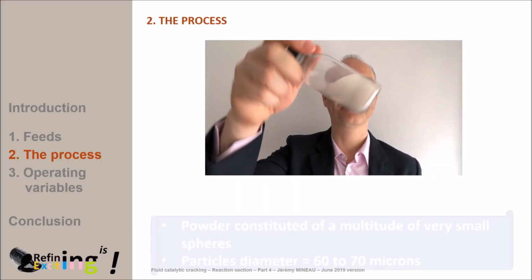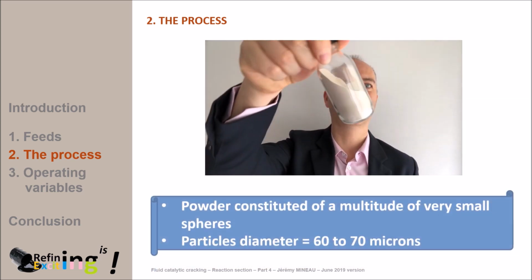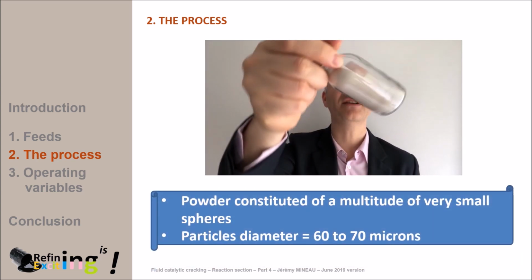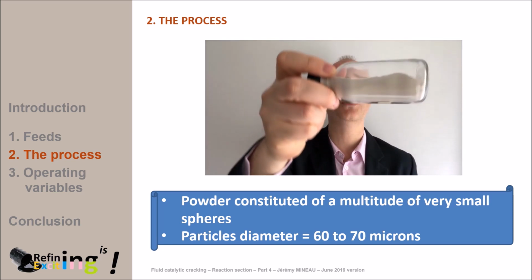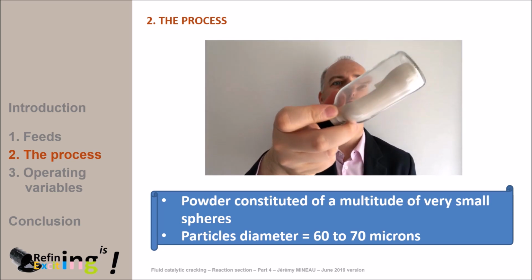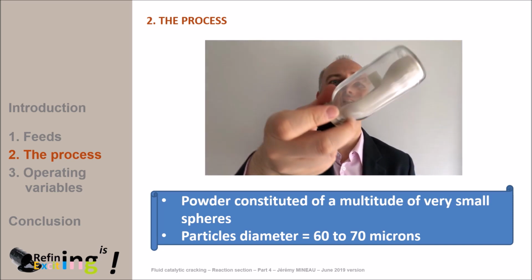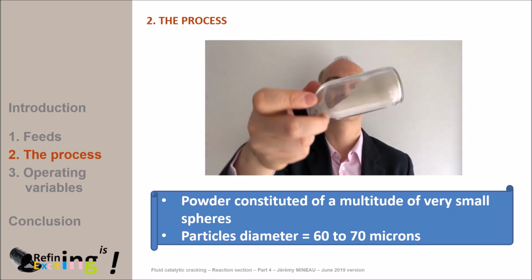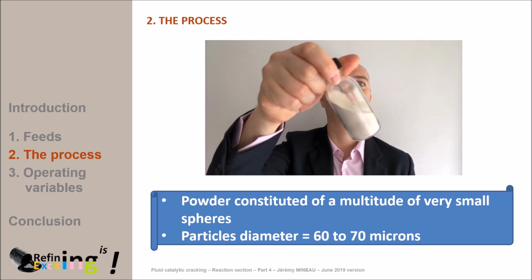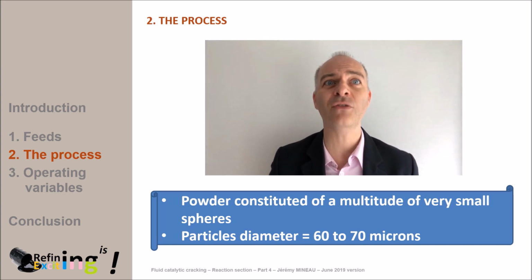This catalyst is in the form of a powder. It consists of very small spheres whose diameter varies between 20 and 100 microns, with an average value around 60 to 70 microns. For information, the diameter of these spheres is comparable to the particle diameter of wheat flour.